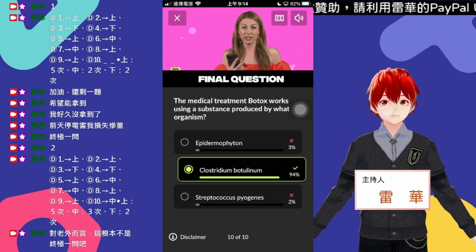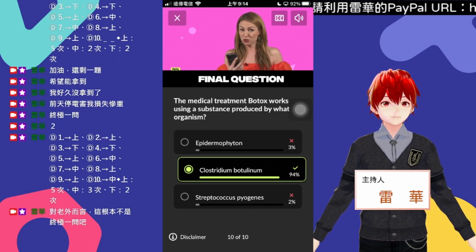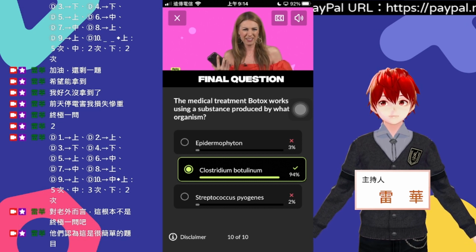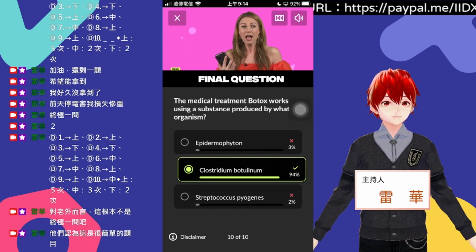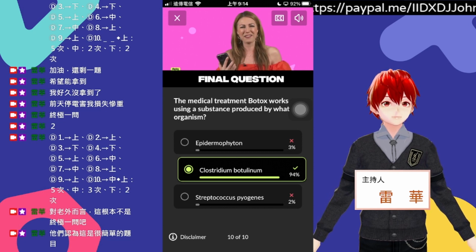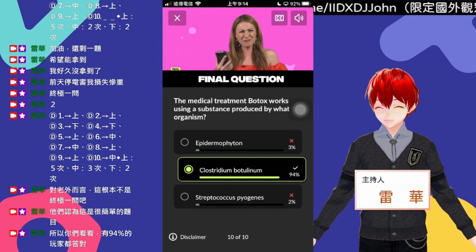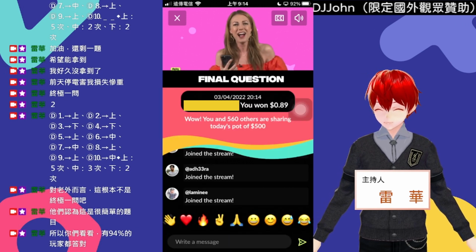The correct answer is Clostridium botulinum, which is the microbe responsible for botulism. When it contaminates food, very bad. When it takes a few years off, that's fine by me. 94% of you got that last one.